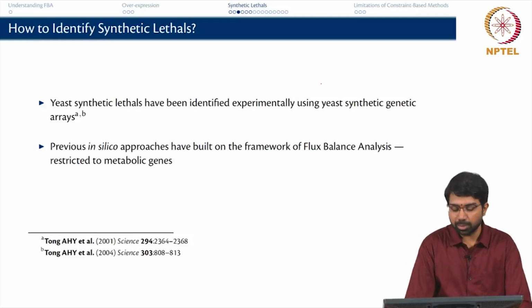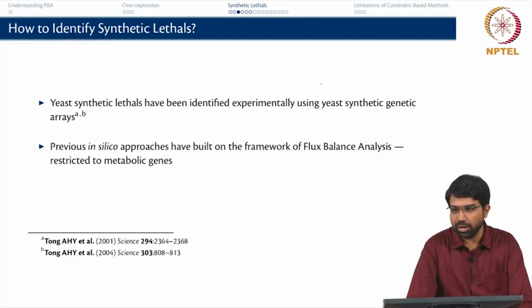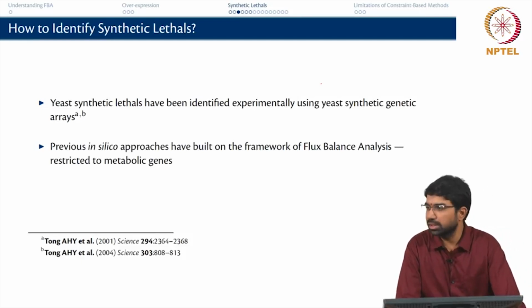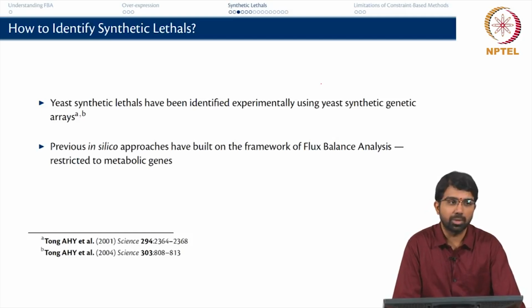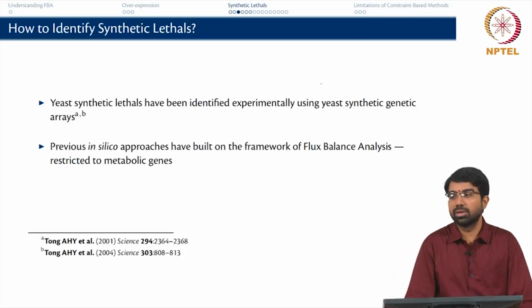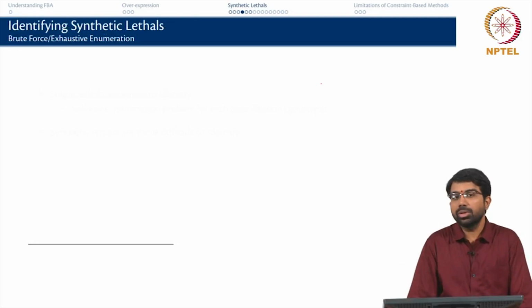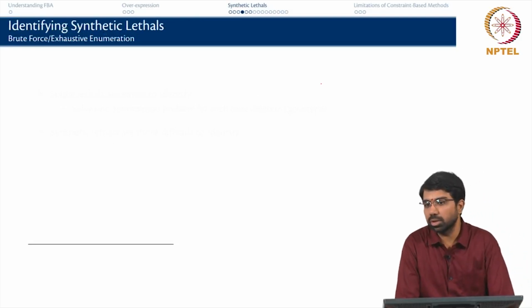So, previous in silico approaches also have built on the framework of FBA, but of course, it is restricted to metabolic genes always, right. So, all through the last few classes we have been restricting ourselves to metabolic genes. You cannot say what happens when you remove a non-metabolic gene. So, how would you identify synthetic lethals? What would be the naive way to identify synthetic lethals? What have we found was the naive way, right? Removing one gene. So, you just remove all pairs of genes, right.